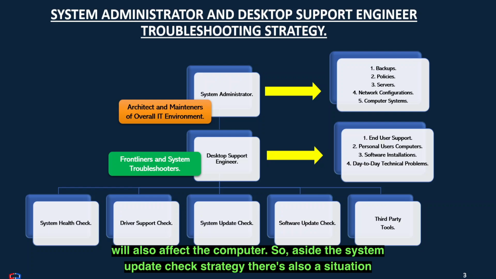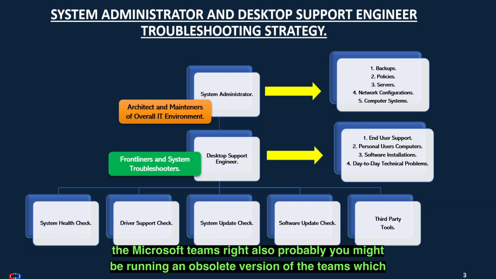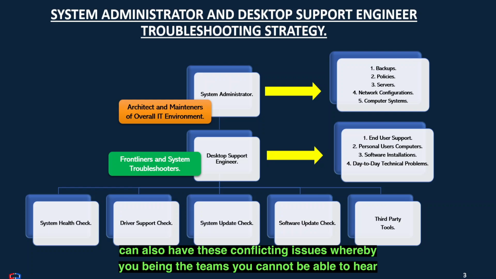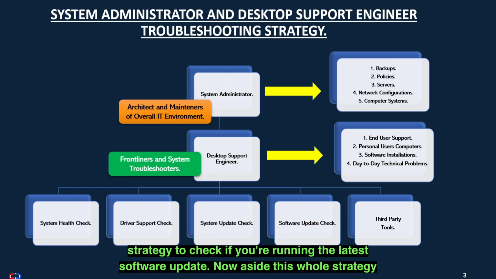So aside the system update check strategy, there's also a situation whereby they have to also check for software updates. So for example, we previously said about the Microsoft Teams, right? Also, probably you might be running an obsolete version of Teams, which does not support the latest version of the OS patch that has been released by Microsoft. So this can also have these conflicting issues whereby you'll be in Teams, you cannot hear the presenter even when your mic or your headset is plugged in, right? So they would also devise this strategy to check if you're running the latest software update.